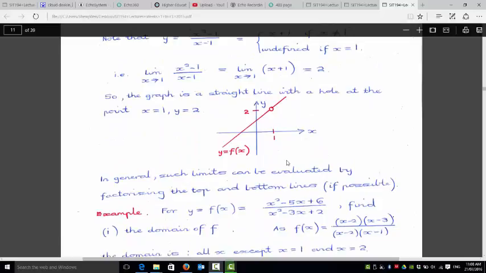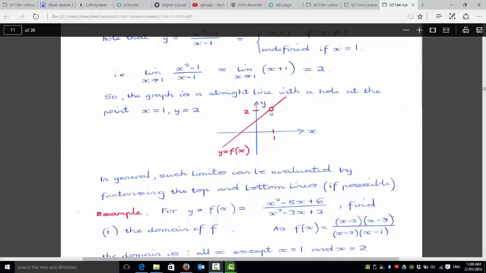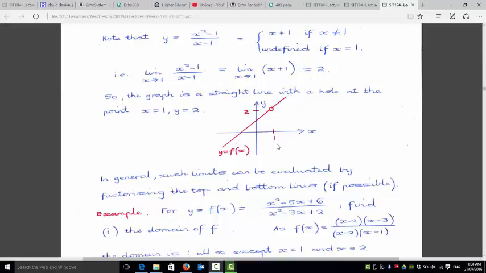We can sketch it. Here there is a line, x plus 1 is a line, but at the point where x is equal to 1, it's undefined.